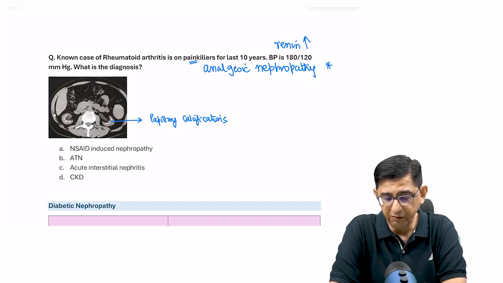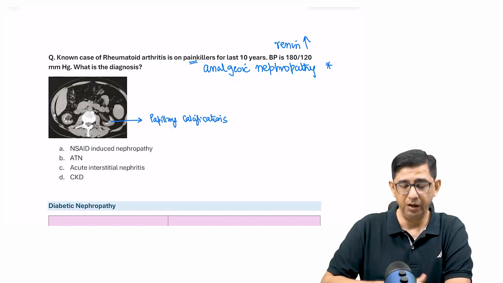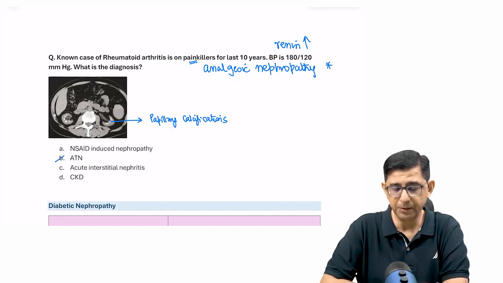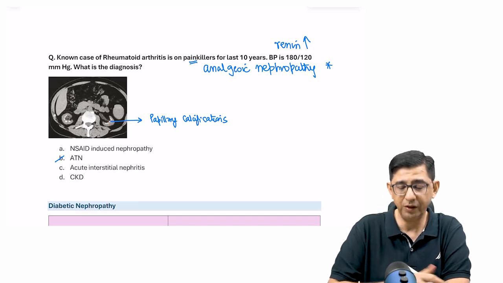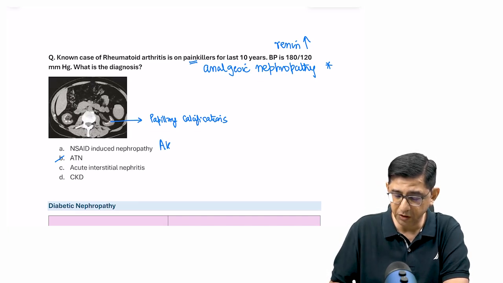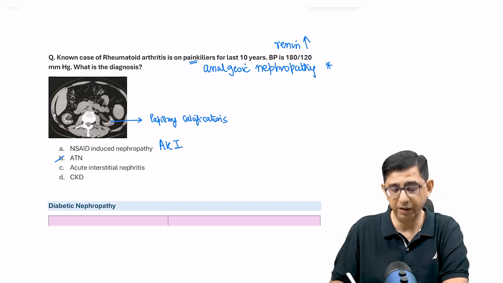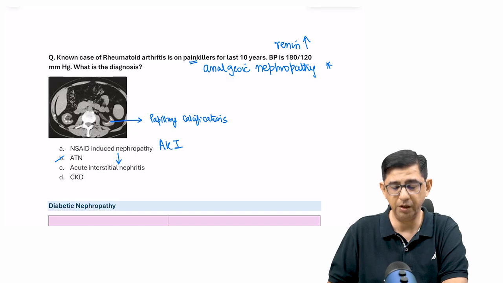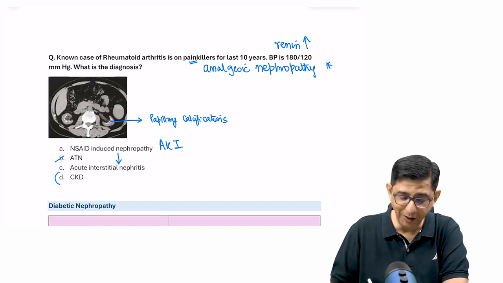Yes, guys, I think you would have guessed the answer by this point of time. It's obviously not tubular necrosis. And NSAID-induced nephropathy basically causes acute kidney injury. Acute interstitial nephritis is how it causes acute kidney injury. So the answer here is simple: chronic kidney disease.